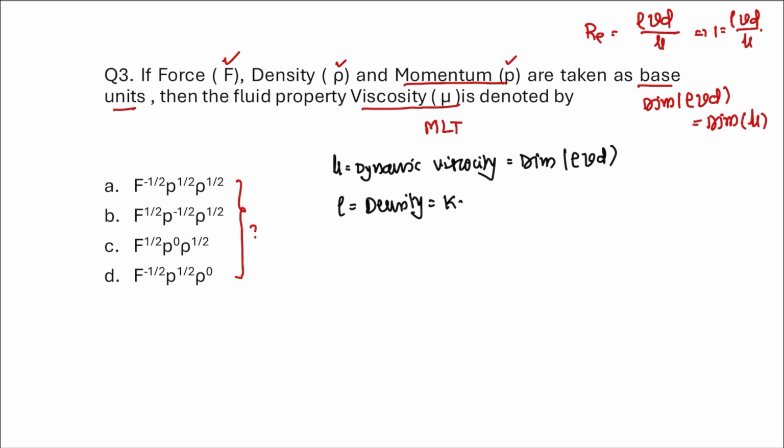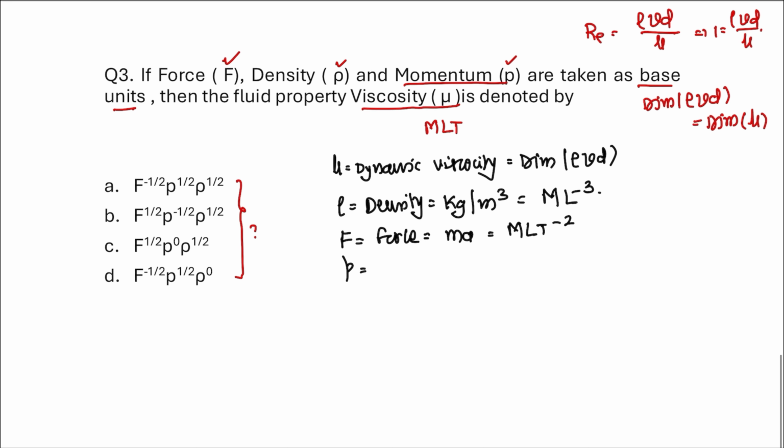Density is in kg per cubic meter. That is equal to m L to the power of minus 3. Force F. Force is equal to mass into acceleration. That is m into L into t to the power of minus 2. Acceleration is meters per second square.